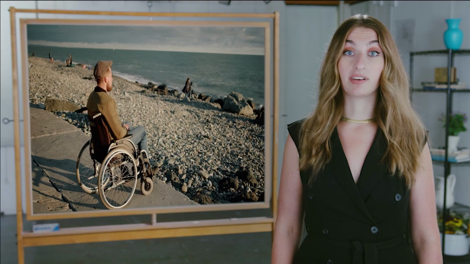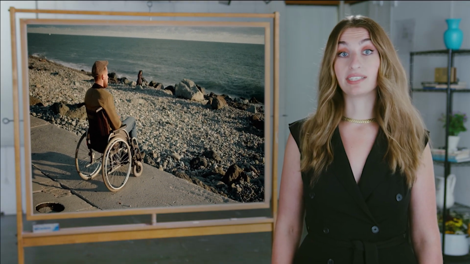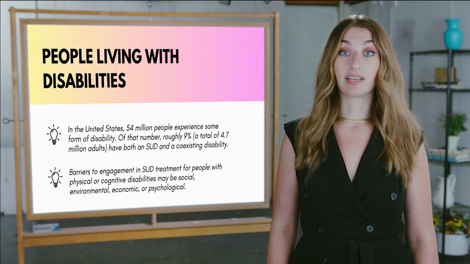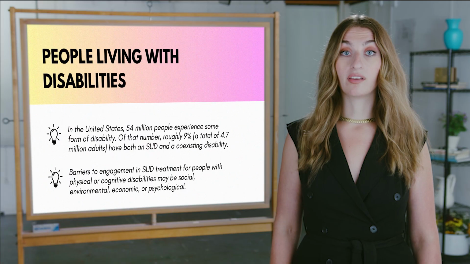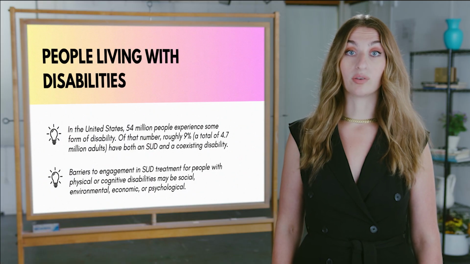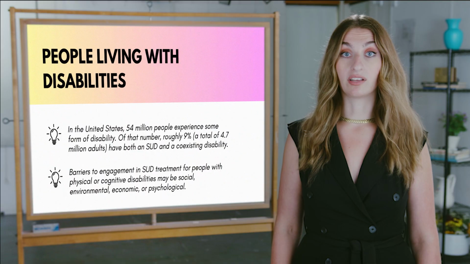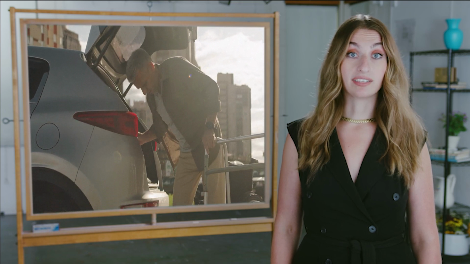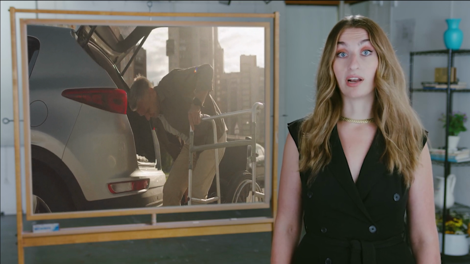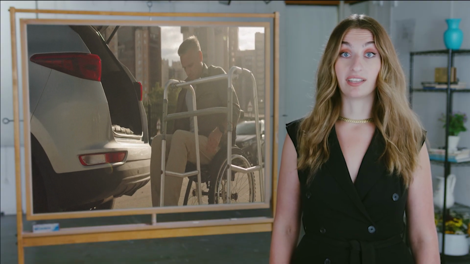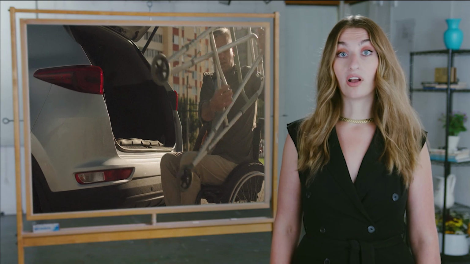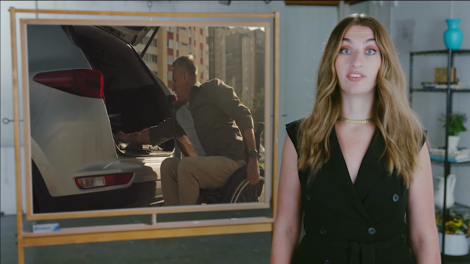The isolation that is experienced by people with disabilities leads many to seek a false sense of comfort with harmful substances. Barriers to engagement in substance use disorder treatment for people with physical or cognitive disabilities may be social, environmental, economic, or psychological. Other barriers relate to treatment facilities. Examples include inaccessible parking, inaccessible entrances, organizational barriers such as a requirement that clients be able to evacuate a facility unassisted in an emergency, limited or no materials in Braille, or other alternative formats for people who are blind or visually impaired.